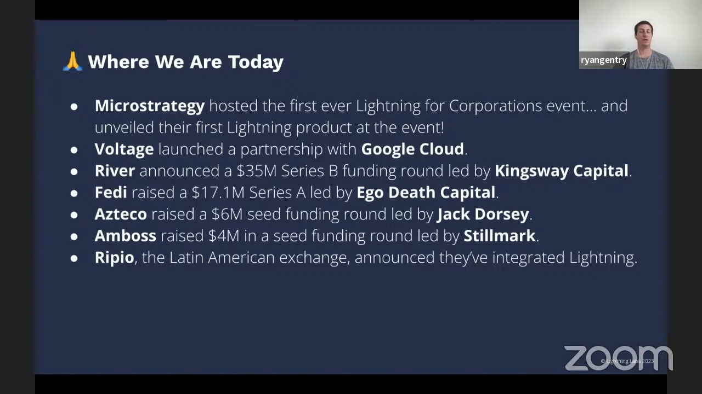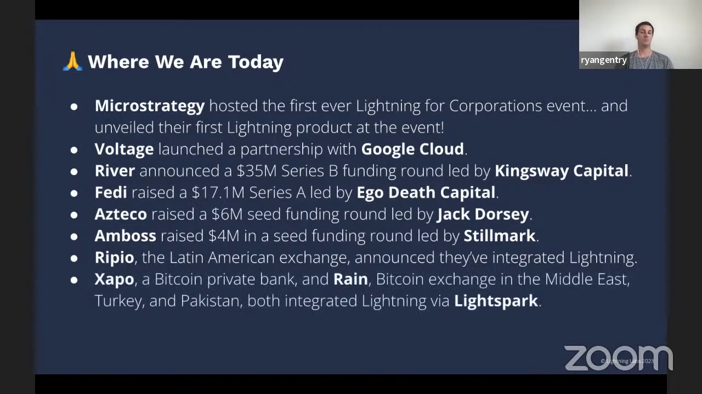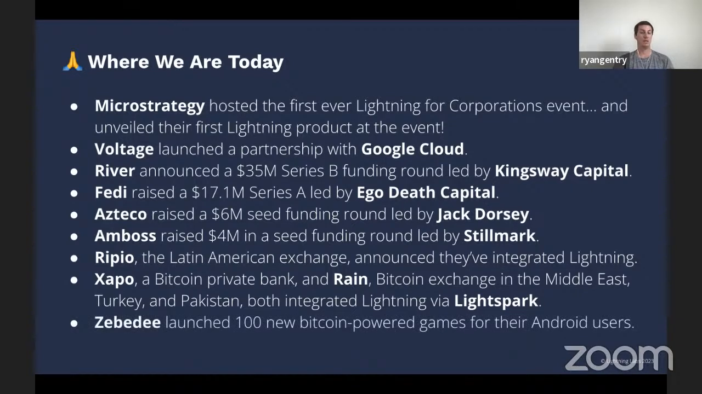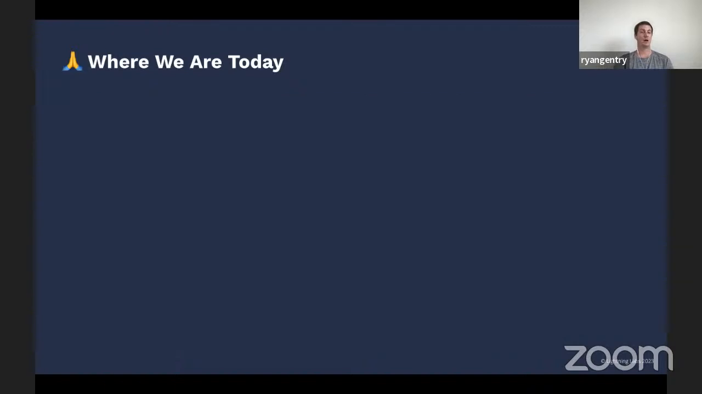Ripio, the Latin American exchange, announced they've integrated Lightning. Zapo and Rain, two private banks and exchanges in different parts of the world, have both integrated Lightning via Lightspark. Zebedee launched 100 new Bitcoin powered games for their Android users. And one not on this slide is Binance, the biggest exchange in the world, which integrated Lightning about a month ago. So there's never been a better time, again, to start building on Lightning. There's never been more dollars interested in funding Lightning startups. It's just a very exciting time for Lightning builders in general.